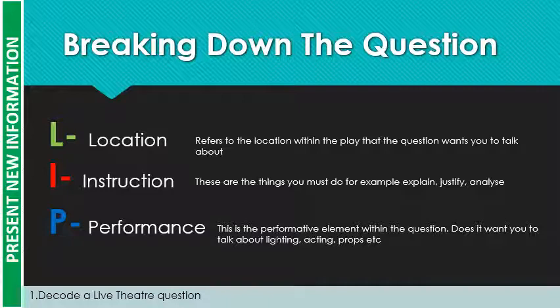I is the instruction. These are the things that you must do. For example, if it says explain or justify or analyse, if it said give 3 examples, you know that you have to give 3. So those are the things that you have to do. And P is for performance, which is any performative element within the question. It might say talk about lighting, acting, or props. That's where is the performative element within the question.